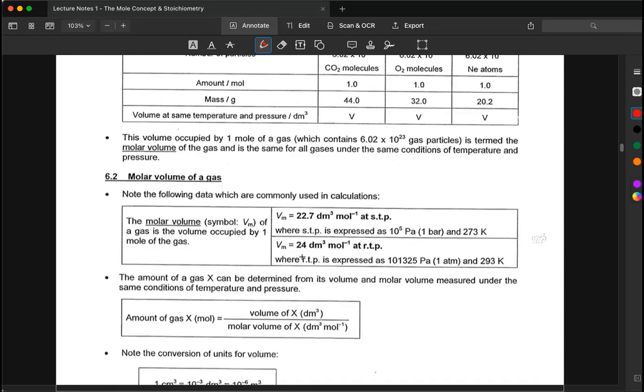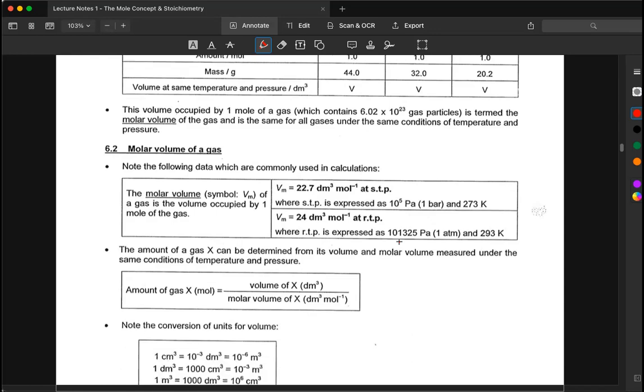This part only. So the previously learned concept is the volume of the gas at room temperature, 24 dm cube per mole. Okay, that was covered. But there is another condition to take note, that is at standard temperature pressure. So at this condition, the pressure was 10 to the power of 5 Pascal, temperature at 273 Kelvin. So the volume of the gas occupied for 1 mole will be 22.7 dm cube at STP.